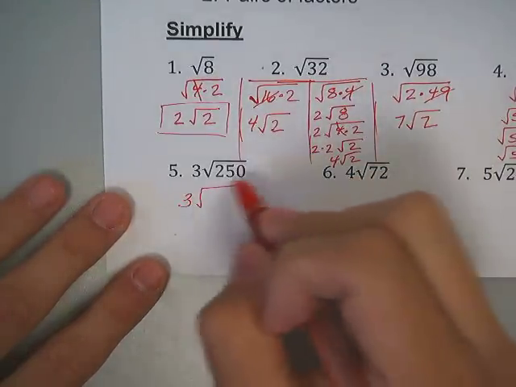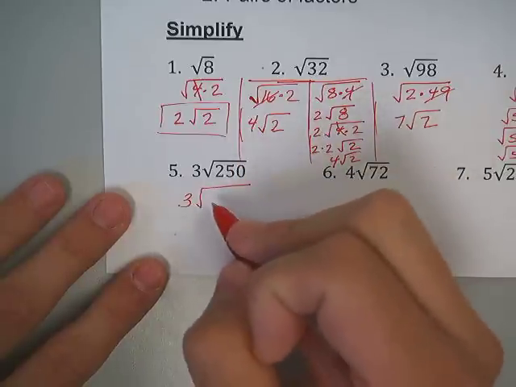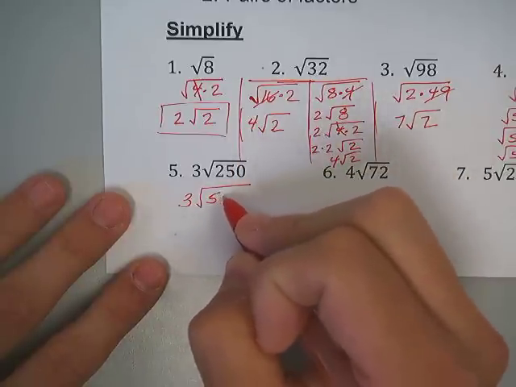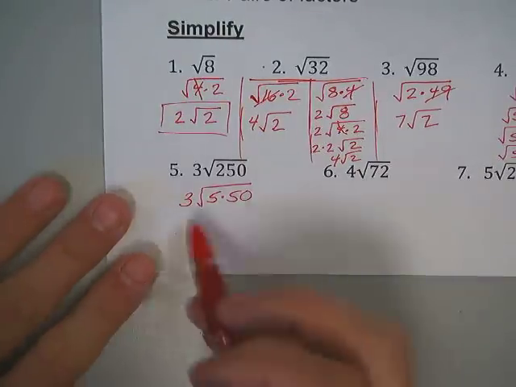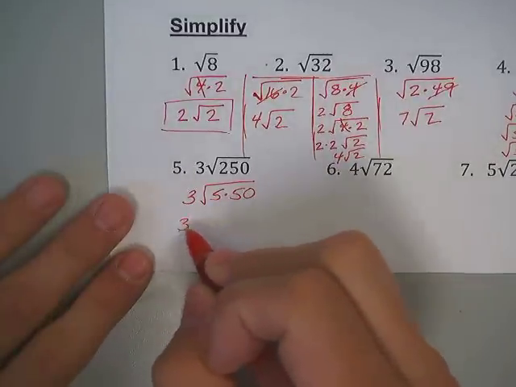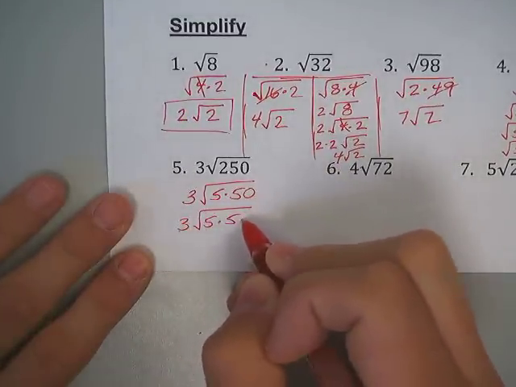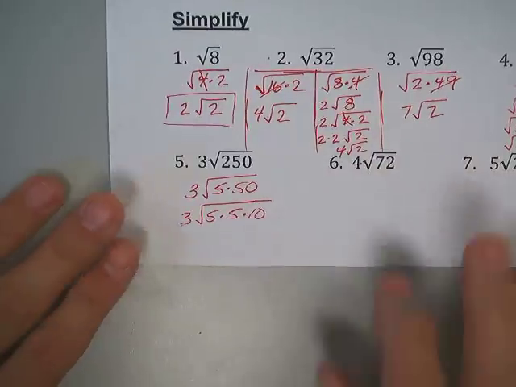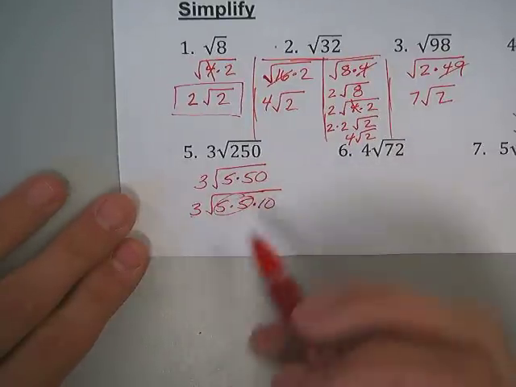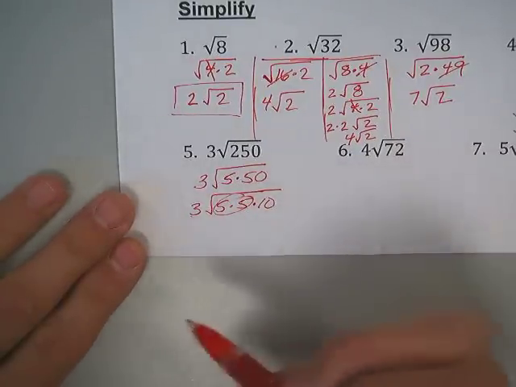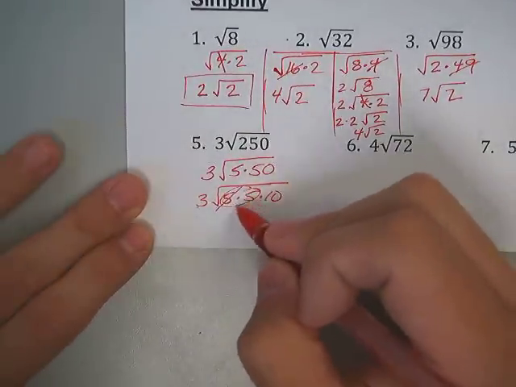Okay, let's move on to the next one here. Let's see, 3 root 250. So let's go ahead and break that down. 250, I know 5 goes into that, 50 times. All right, neither one of them is a perfect square, so I'm going to break down 50 some more. 5 times 10.